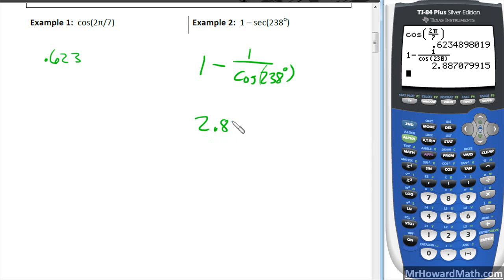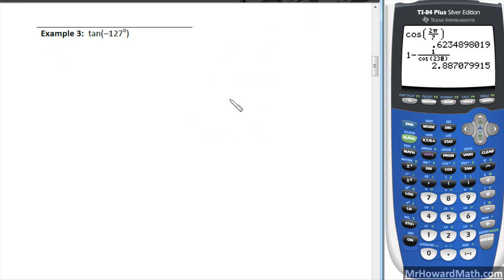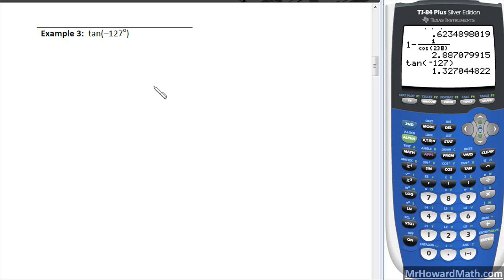So that answer is 2.887, and that's it for examples 1 and 2. Okay, example 3, tangent of negative 127 degrees. I'm already in degree mode because the last problem was in degree mode, so that's easy enough. Tangent of negative 127, no problem. Enter. That is approximately 1.327, and we're done with example 3.